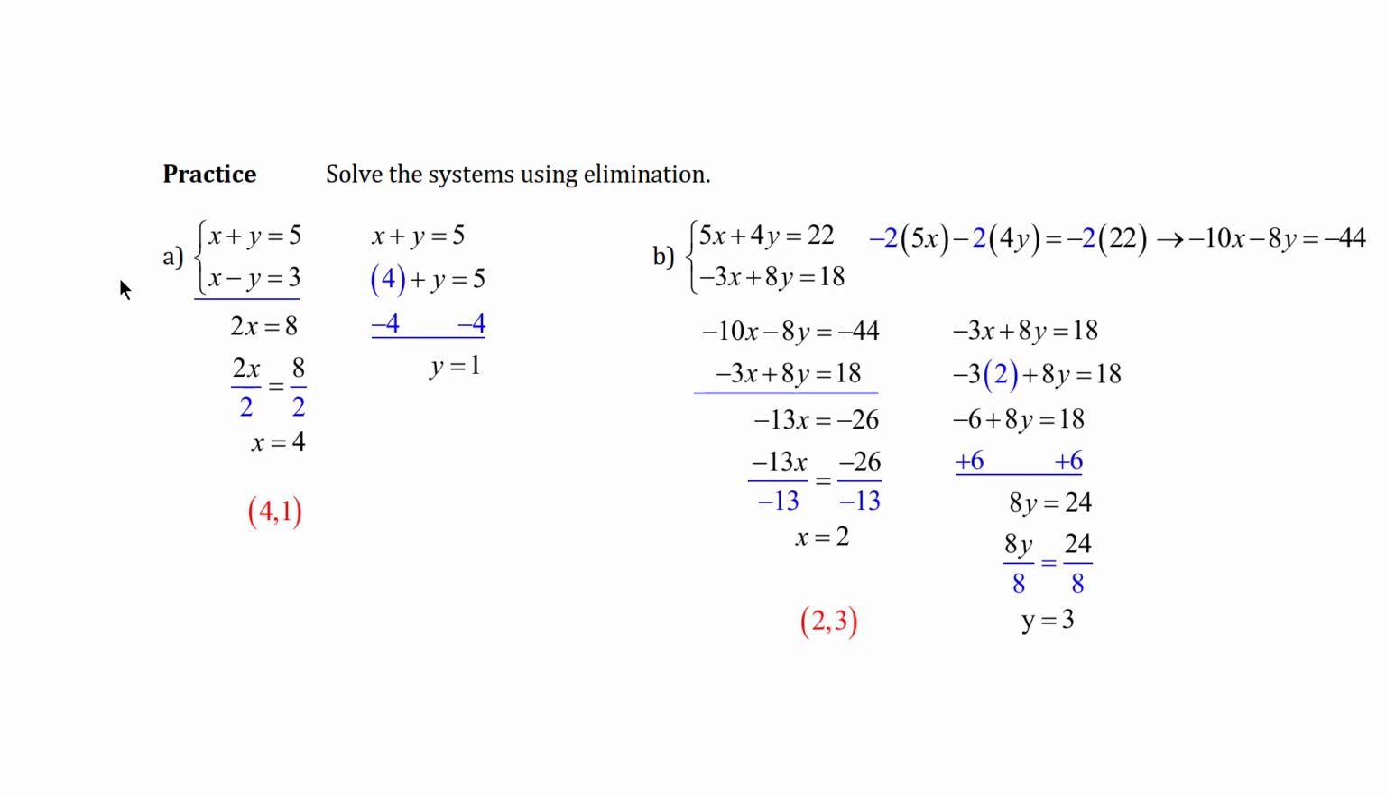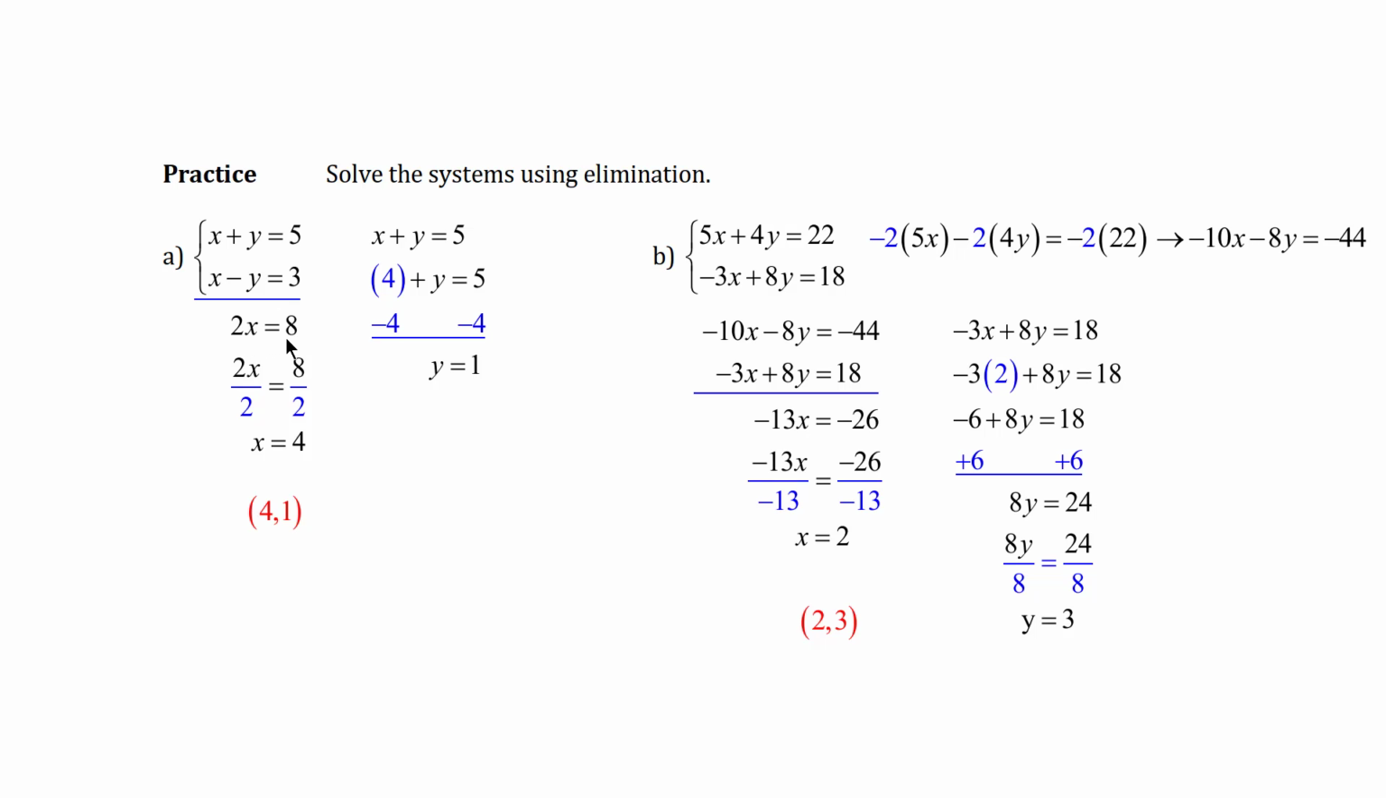Alright, so let's get started with part A. You can see that the equations are already in standard form. Also, we have that the y variables are already opposites, so we could go ahead and do the elimination. So we add the two equations together. On the left-hand side, x plus x is 2x, plus y minus y cancels out, and on the right-hand side, 5 plus 3 is 8. The result is 2x equals 8.